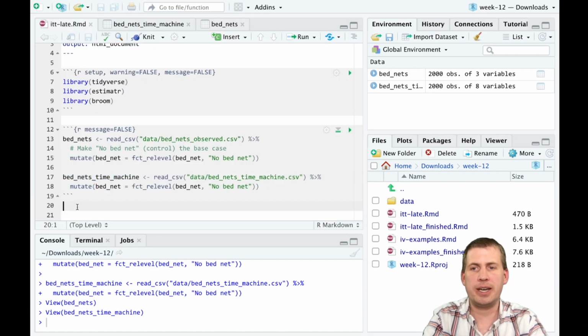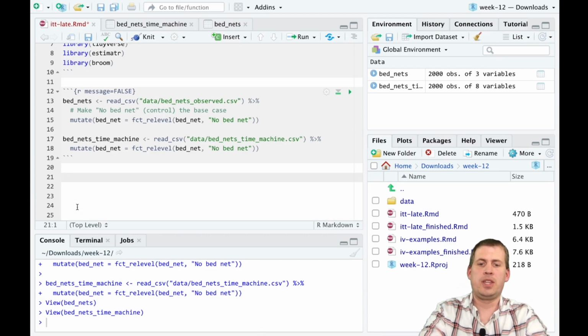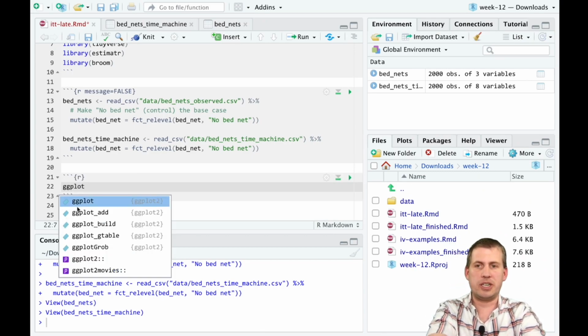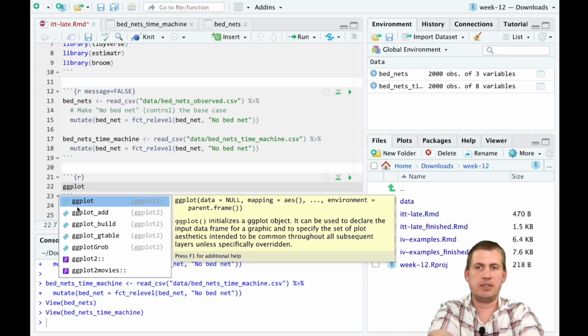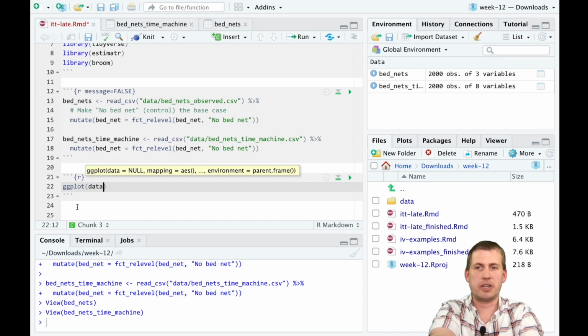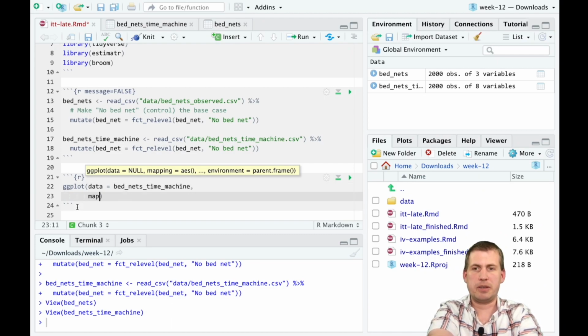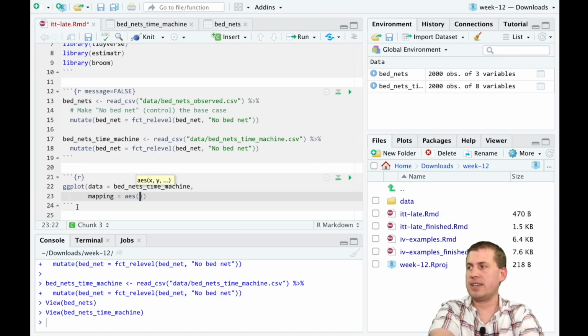So to do that, we're going to add a new chunk here, and we're going to make a plot. We're going to look at the distribution of treatment assignments across these different people here. So we're going to say ggplot. We're going to use this hypothetical time machine data that we can't actually use in real life. So we'll say data equals bednets time machine. And then we'll say mapping aes. On the x-axis here, we want treatment. And on the y-axis, we want health. So we're going to look at the distribution of all of these outcomes across the different treatment groups.